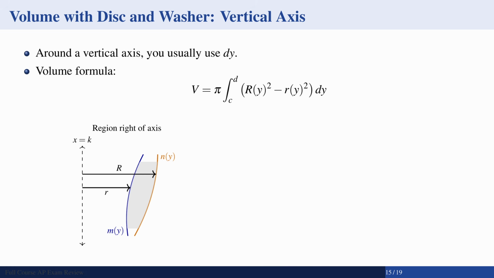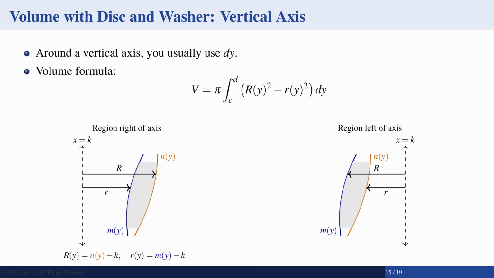If you look at our region, to the left here, the region is to the right of the axis. So big R is going to be right take away left, or n of y minus k. And our little r is going to be the left curve minus the axis. So that's m of y minus k. So it's really the same setup. You're always just trying to get a positive r value. So that's always going to be right take away left dy or top take away bottom dx.